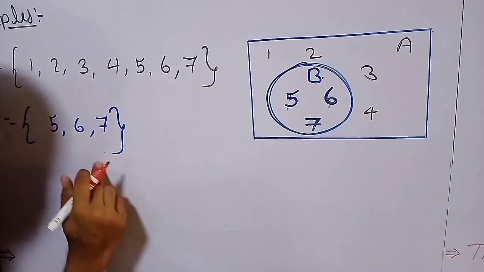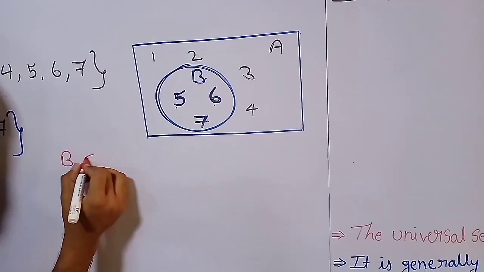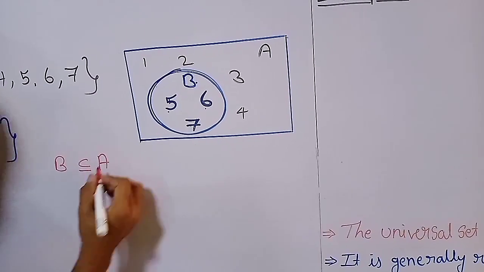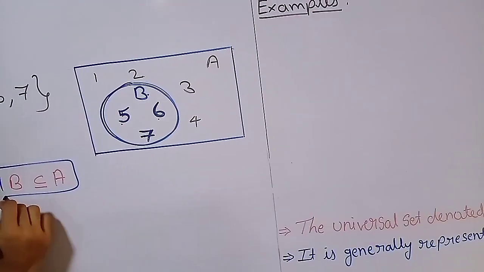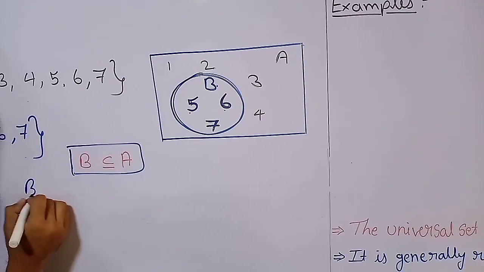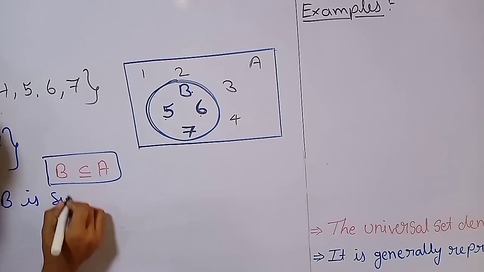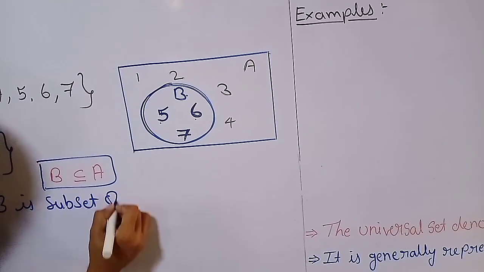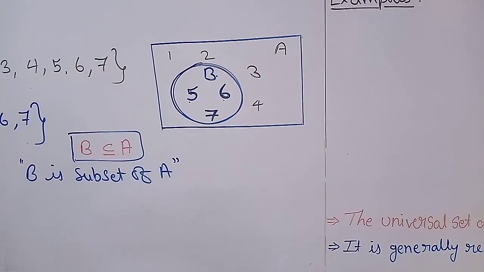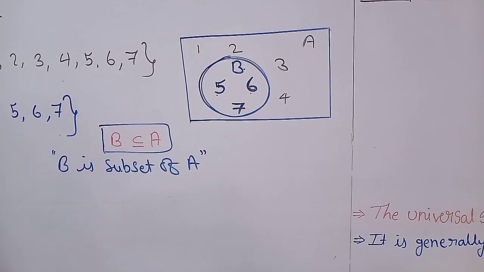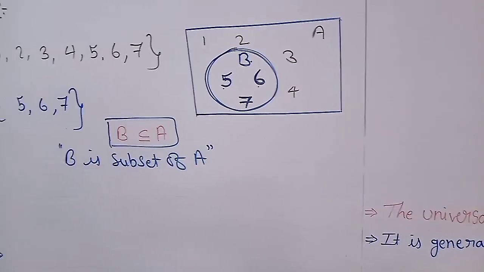How are we going to write it? B is a subset of A. This is the way we write it in symbolic form. And this is the way we read it: B is a subset of set A.